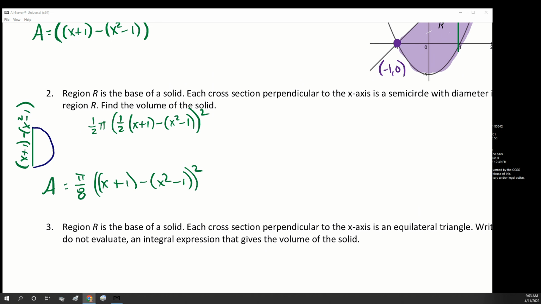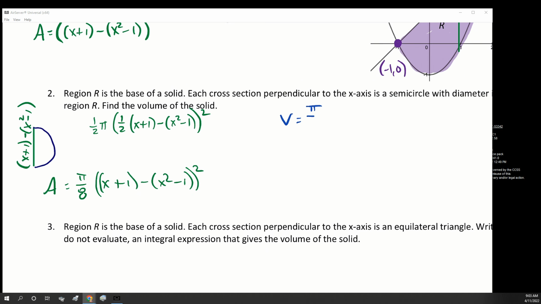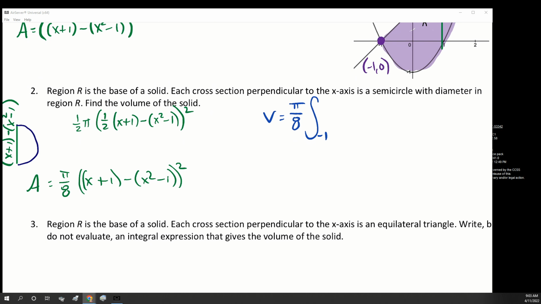All right. So our volume is going to be, or I'm going to go ahead and stick in the pi over 8. That's the way I like to do it. And then we're going to go same upper and lower limits, -1 to 2. All right. And then that's going to give you 3.181.